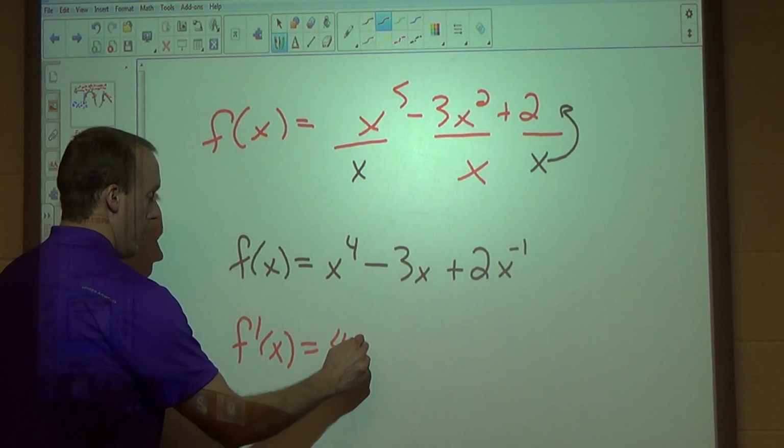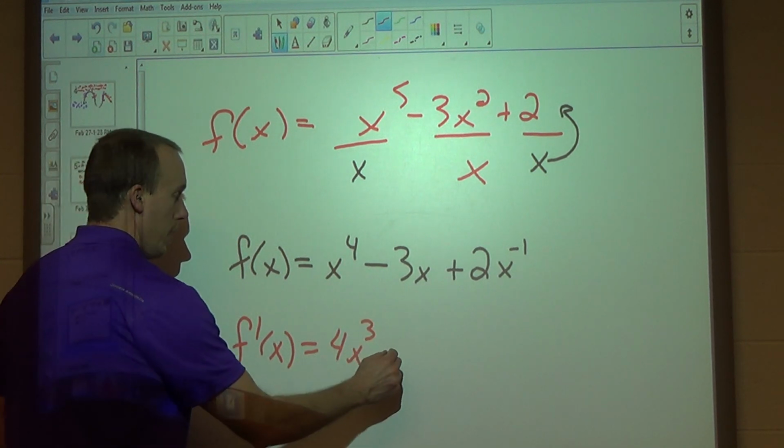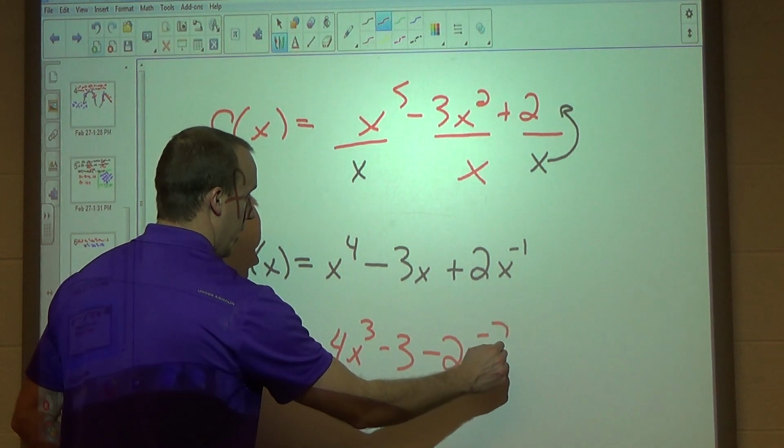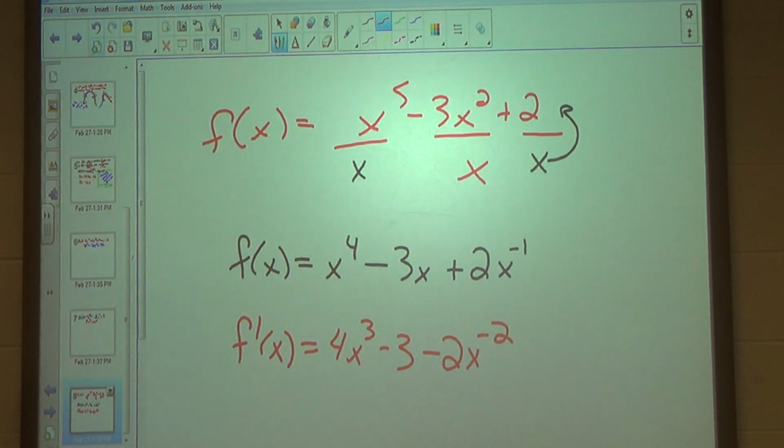4x to the third, minus 3, minus 2x to the negative 2, because you subtract 1 always from that degree. Questions on that?